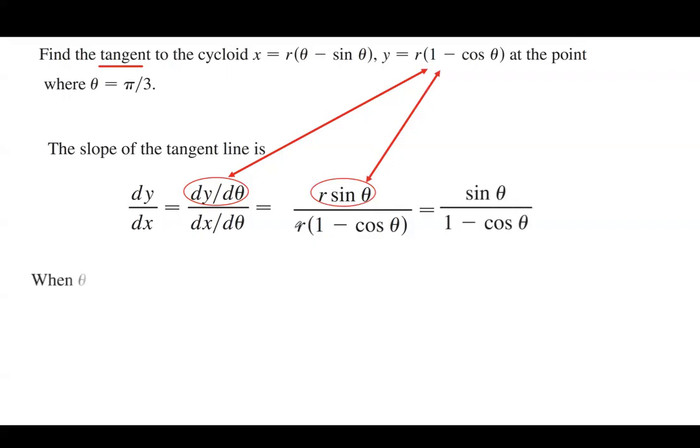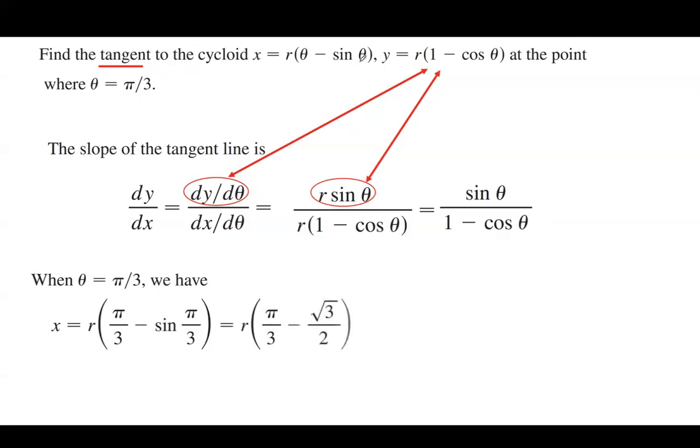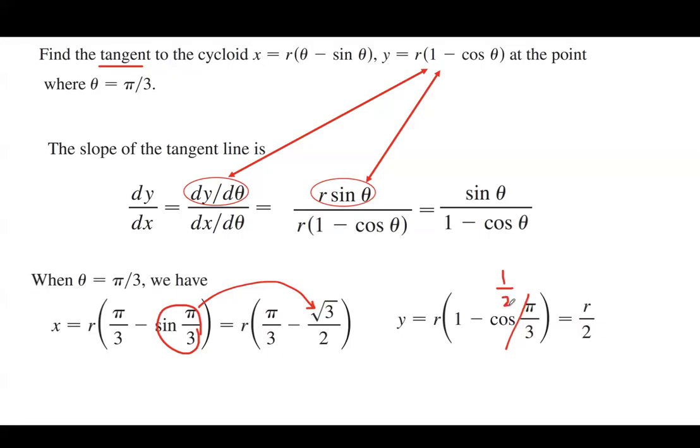Very well. So when theta is equal to pi over 3, our x and y values are: x is r times (pi over 3 minus sine of pi over 3). We just use a simple plug-in. But at the same time, from pre-calculus, you know that sine of pi over 3 is square root of 3 divided by 2. Now for your y. y is r times (1 minus cosine of pi over 3). But cosine of pi over 3 is just a half. So 1 minus a half is just a half. You end up with r divided by 2.